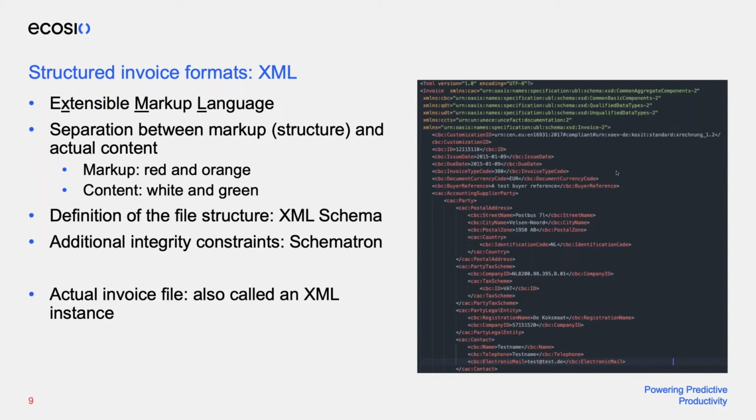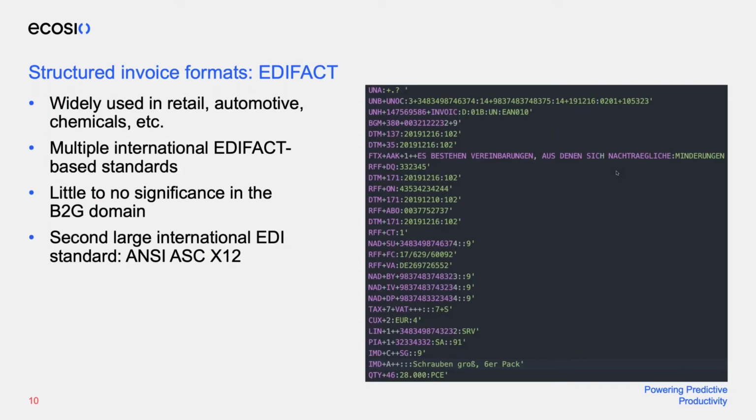The other very important structured format is EDIFACT. EDIFACT is widely used in retail, automotive, and chemicals worldwide. Actually, there are multiple international EDIFACT-based standards. However, EDIFACT has little to no significance in the B2G domain. And also, interesting side note, while EDIFACT is quite famous and common here in Europe, it has little to no significance in the United States. There, the largest and the most common EDI format is ANSI ASC X12.